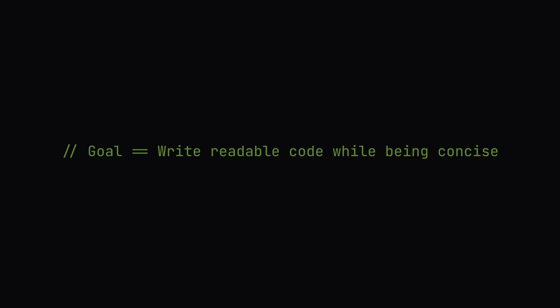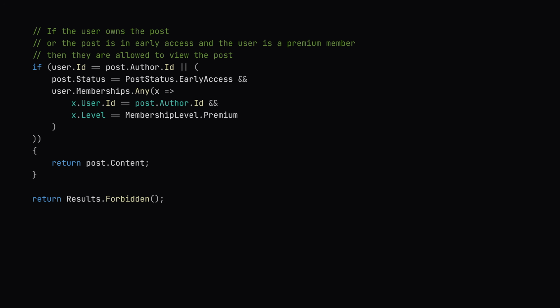Your goal shouldn't be writing the least amount of code. Your goal should be writing the most readable code while still remaining concise. Sometimes, more code is better than less code when it comes to readability. In this example, we have a multi-line conditional where we're checking if a user has access to a post. First, we check if the user owns the post, and if they don't, we check if the post is in early access and if the user is subscribed with a premium membership.